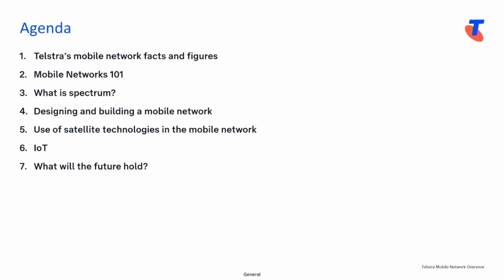We're going to cover a few things today. We'll start with some basic facts and figures, and I hope people here know what a mobile network is. We'll cover some of the basic 101 and some facts and figures about Telstra, particularly spectrum, how we design and build mobile networks, the satellite technology, the emerging technology that we use, the Internet of Things, and we'll talk a bit about what the future holds for the mobile industry.